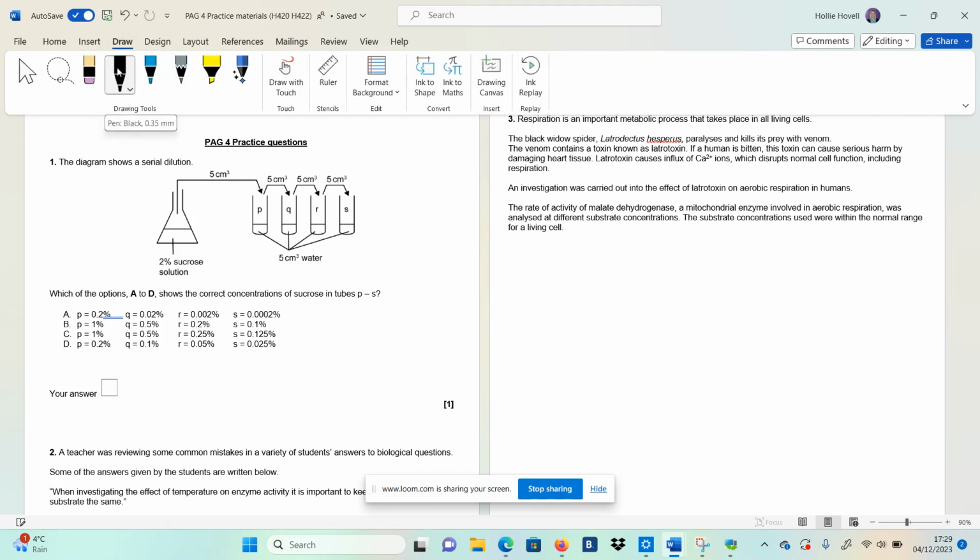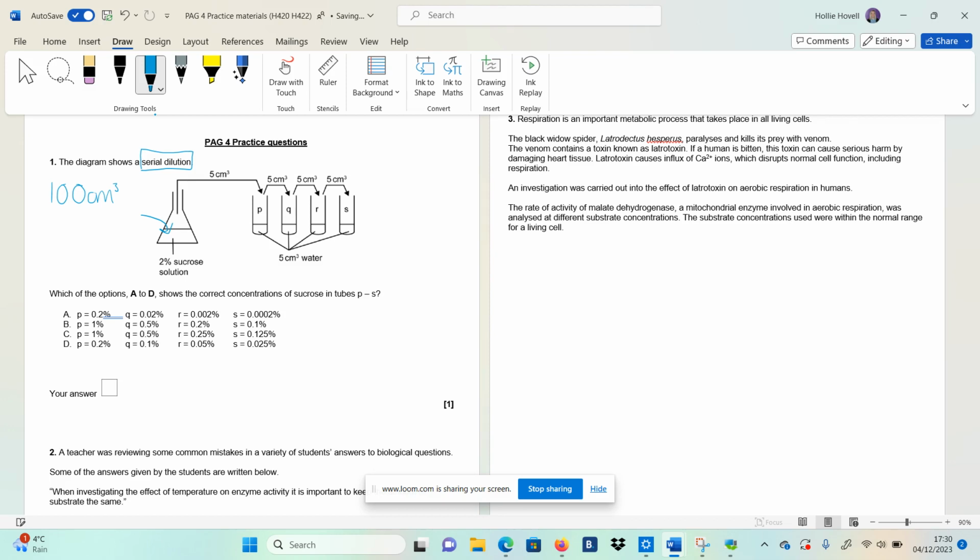Number 1, the diagram shows a serial dilution. So first of all, a serial dilution. This is a skill that we'll gradually develop over the course. Basically what it means is that you start with a stock solution of something. In this case, we're starting with a sucrose solution that's 2% sucrose. So if, for example, it was 100 centimetres cubed, we tend to use the unit centimetre cubed, which is the same as millilitres, but it's considered more scientific to say centimetre cubed instead of millilitres.